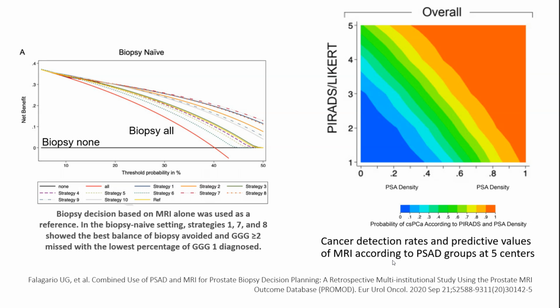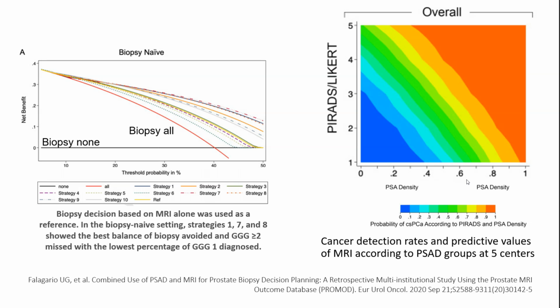These are cancer detection rates and the predictive values of MRI score according to PSA density groups. You can see that the higher the PSA density, the greater is the probability of clinically significant cancers. The higher is the likelihood of clinically significant disease on the MRI, the greater is the probability of clinically significant cancers. And you can see there is added value of adding the MRI score with the PSA density, as we have seen previously.